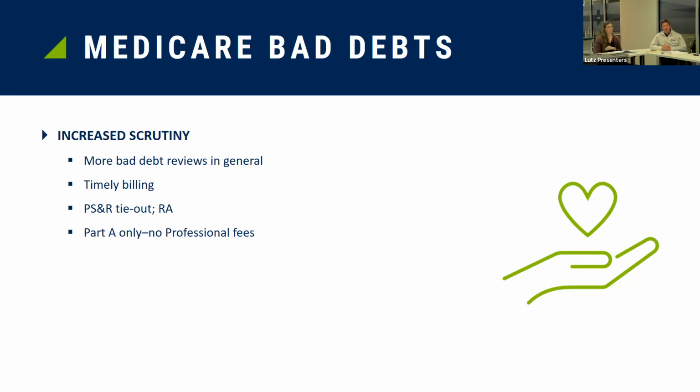So they are looking at both of those things in conjunction, remittance advice, and to make sure that it is Part A bad debt only, and it's Part A deductibles and coinsurance only. I guess I didn't specifically mention that, but it's Part A deductibles and coinsurance only, and no professional fees are allowed.